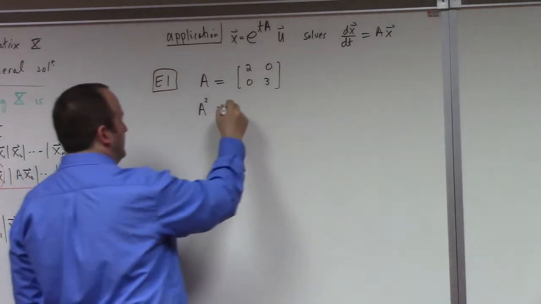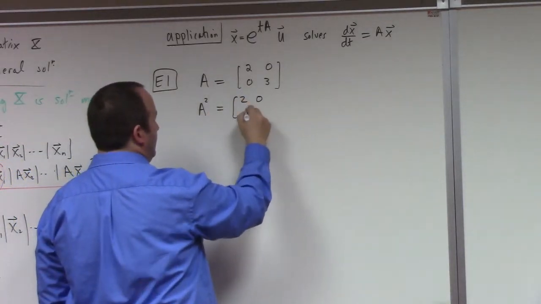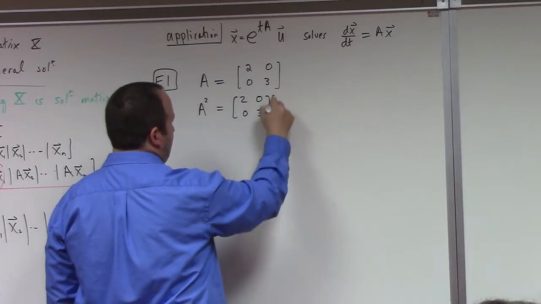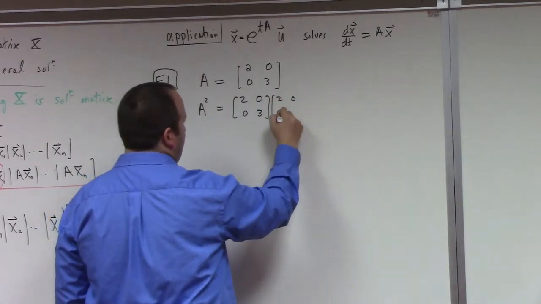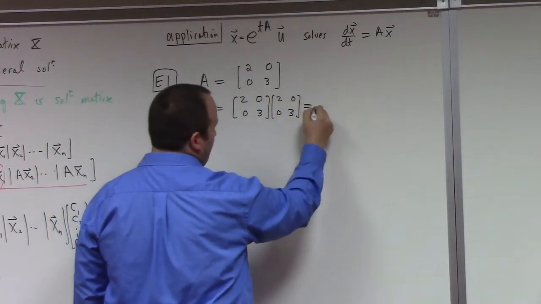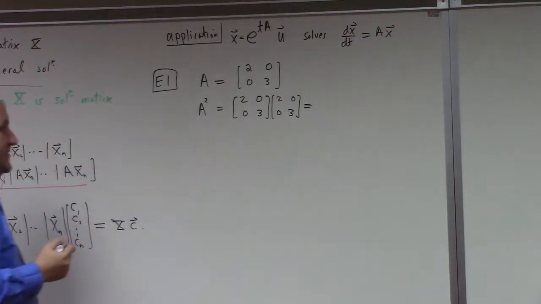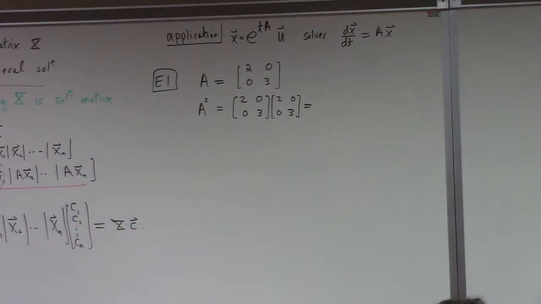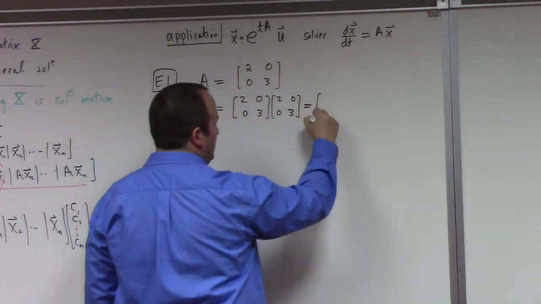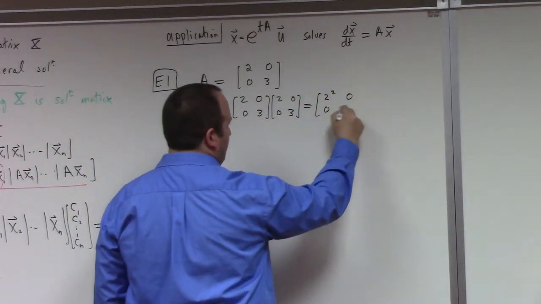What happens when we multiply a diagonal matrix by itself? Some of you have had 221 already, so you should know this. Even if somebody wakes you up from a deep sleep and asks for the square of a diagonal matrix, you should say it is just a diagonal matrix with the squares on the diagonal. It should be instinctual. You just square the diagonals, right? This is 2 squared, 0, 0, 3 squared.